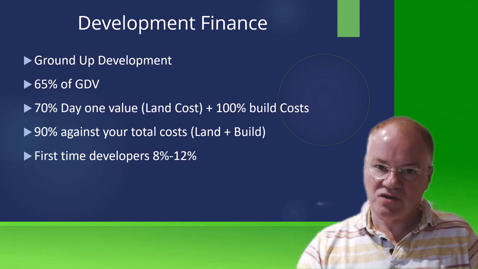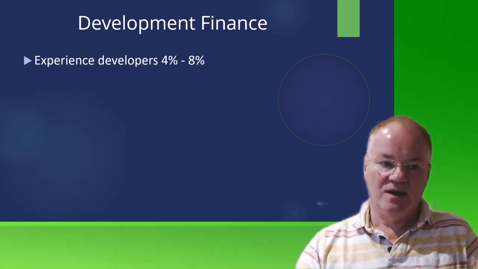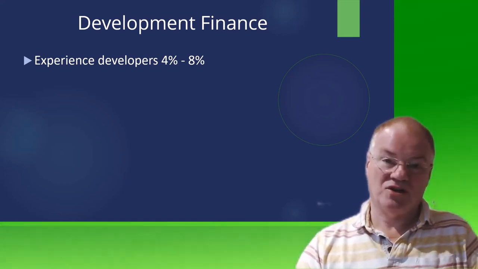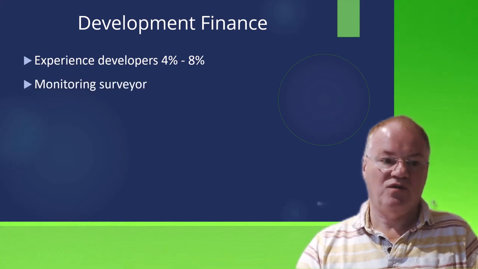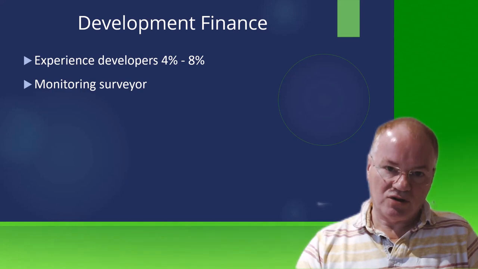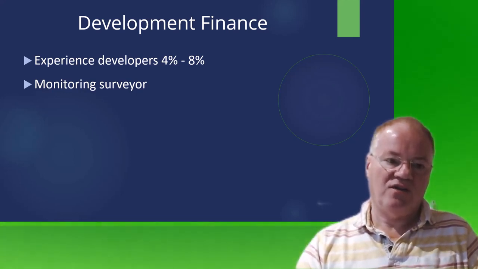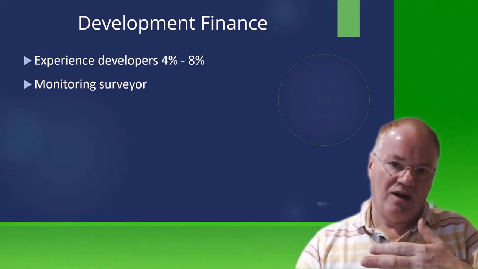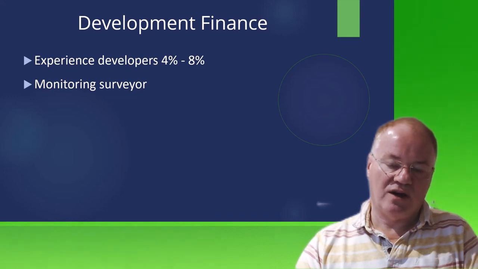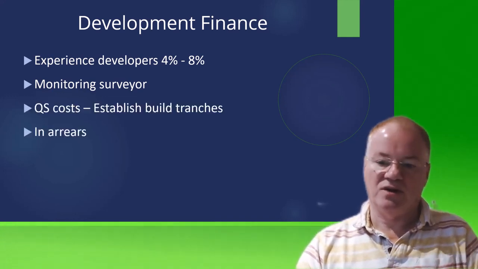Again, these interest rates are historical, so you need to check what the current situation is. Experienced, and this means really experienced developers, not just done a few developments, typically between 4 and 8%. They will require a monitoring surveyor to be appointed. That basically means that each phase is going to have a sum of money paid out during each phase, and they will make sure that you've carried out the work that you said you're going to work, because this money is paid in arrears.